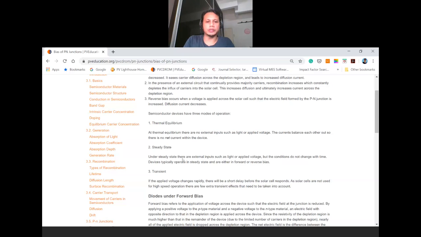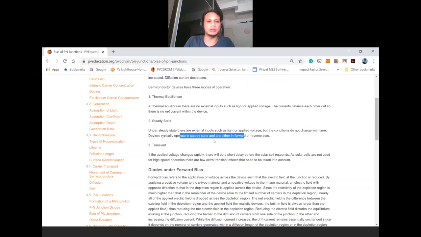Under steady state, there are external inputs, such as light or applied voltage. It could be some other means of forces from the outside, but the conditions do not change with time, right? So this one is a steady state. Devices typically operate in steady state and are either in forward bias or reverse bias. As long as there is something, but it doesn't change with time, that's considered a steady state.